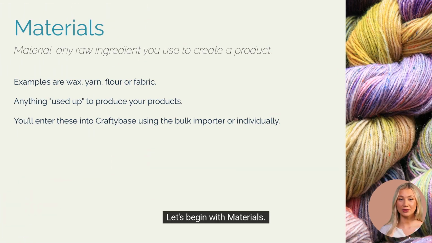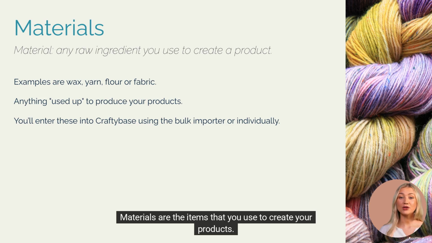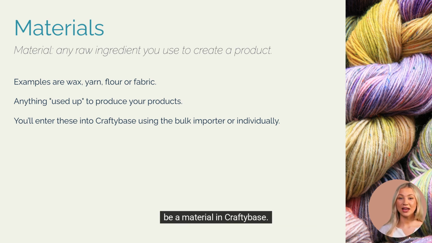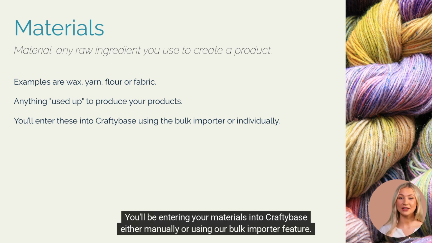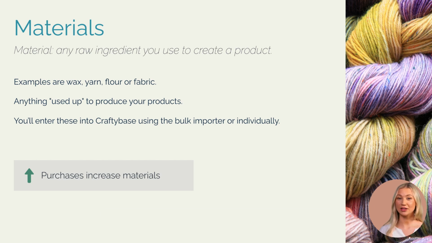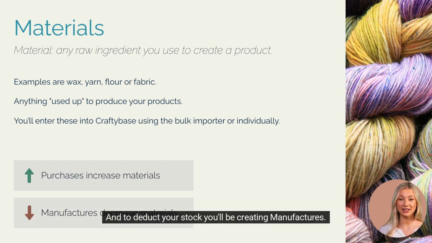Let's begin with materials. Materials are the items that you use to create your products. Common examples of materials are things like wax, flour, lye, or fabric. To think of it another way, anything which is used up when you make your product is likely going to be a material in Craftybase. You'll be entering your materials into Craftybase either manually or using our bulk importer feature. To increase the stock of your materials, you'll be creating purchases. And to deduct your stock, you'll be creating manufactures. We'll cover both of these in a moment.